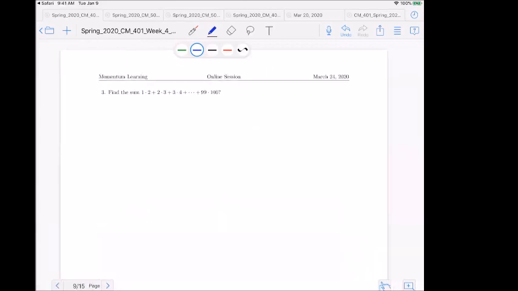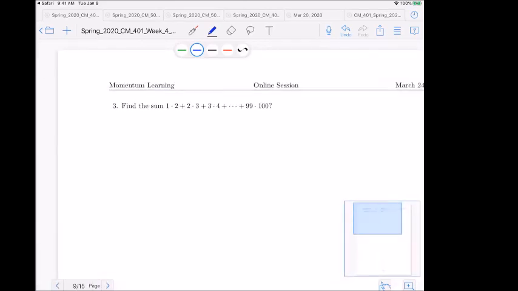Let's try this sum here. I skipped the number 2, it was similar. So I'm going to try a few different problems here.